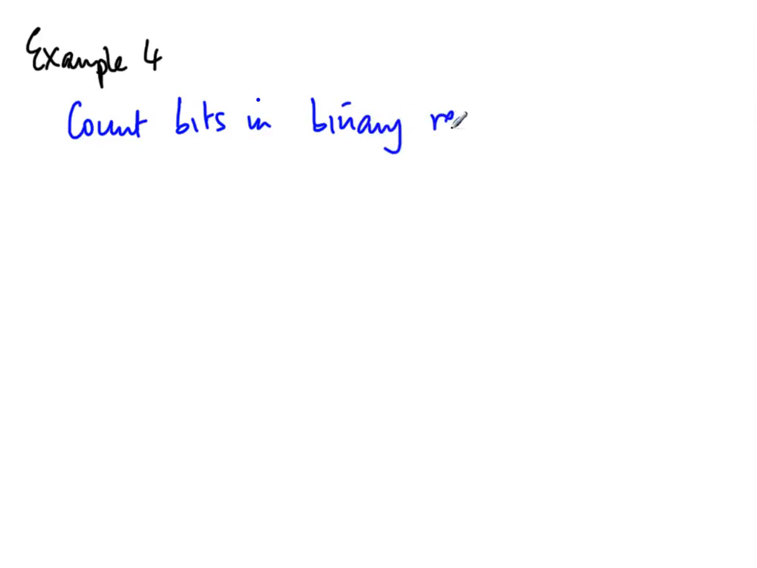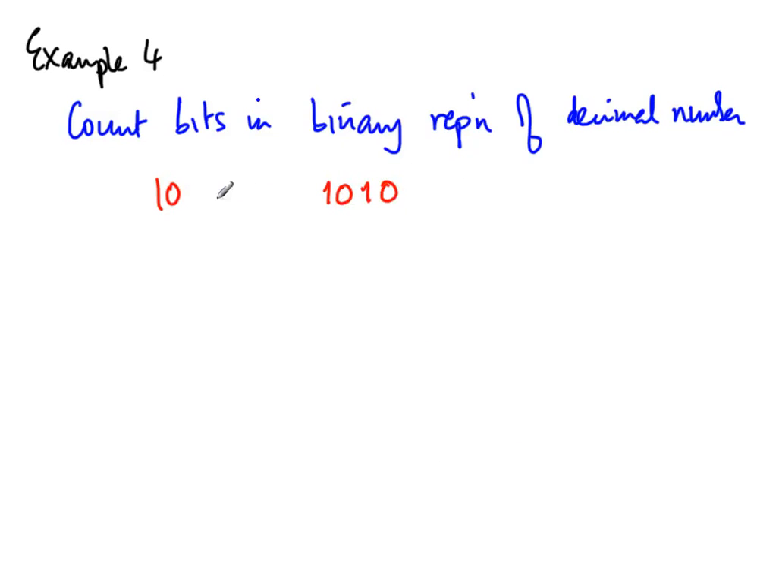So for our final example, we will look at something where there is a loop, but the loop doesn't directly run n times. The example here is to count the bits in the binary representation of a decimal number. For instance, if the input is 10, then the binary representation of 10 is 1, 0, 1, 0, and so the answer is going to be 4. So we want to count the length of this, how many binary digits there are.